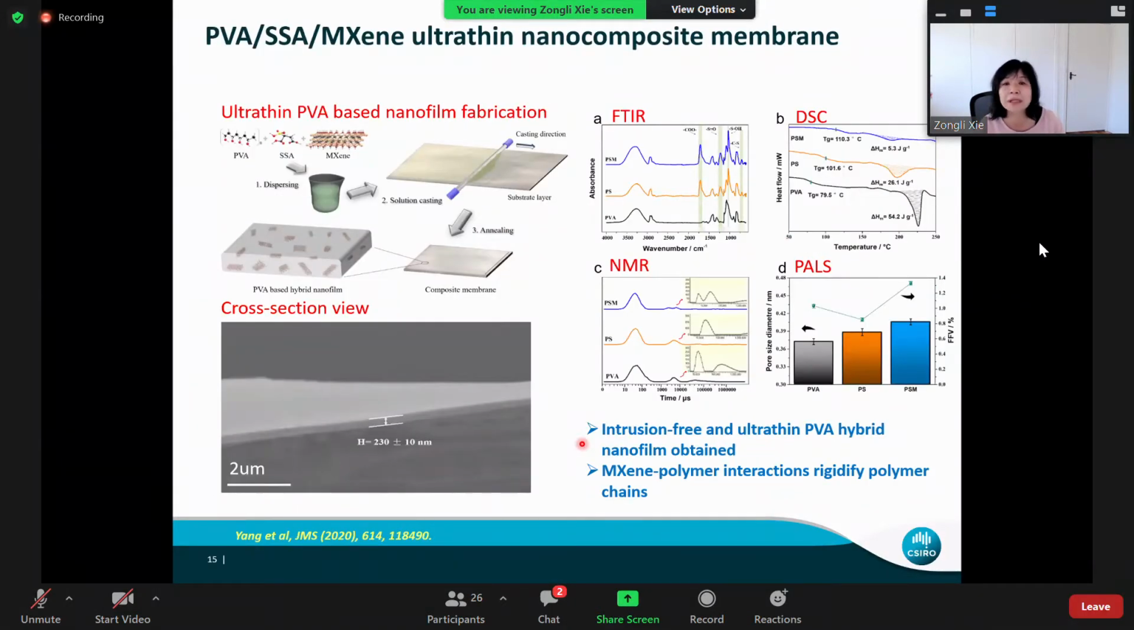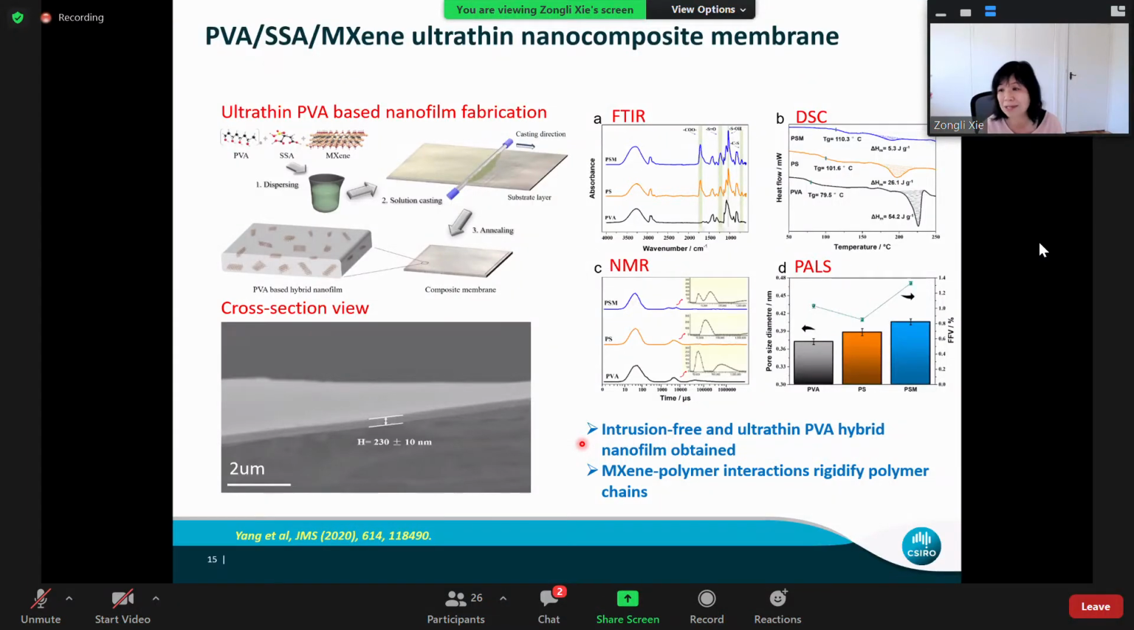From what we have learned from these 2D nanosheets, those works are proof-of-concept studies, and we were using vacuum filtration to make a membrane. So even though the membrane is performing very well, it's limited by scalability. So we went back to study whether we can utilize these nanosheets to improve the PVA membrane.